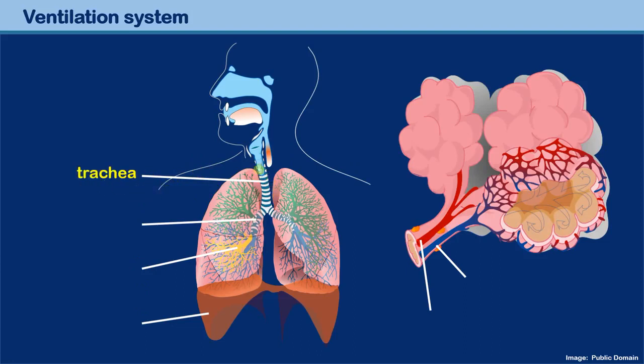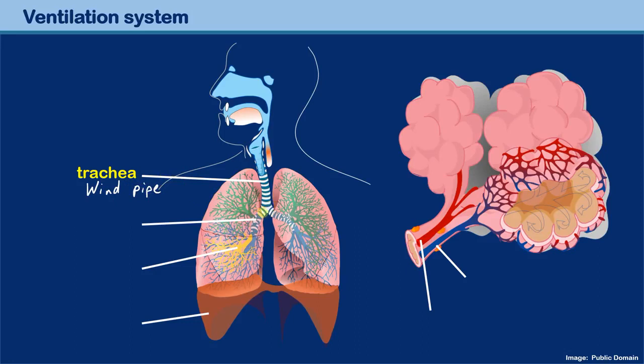This part going all the way from the throat down into the lungs is called the trachea, also known as the windpipe. But trachea is the term that you should know. Windpipe is also a term which is sometimes used.